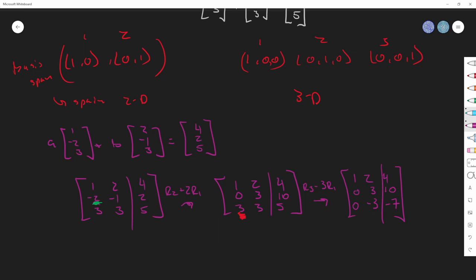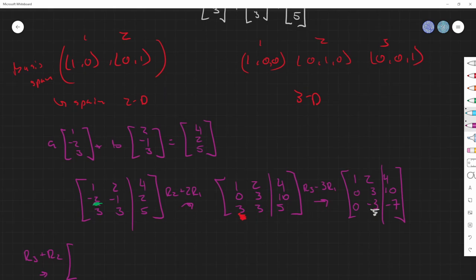And now, lucky for us, we can get rid of this negative 3 just by adding row 2, without having to multiply or anything. So row 3 plus row 2, that is going to give us, let me actually move down a little bit.